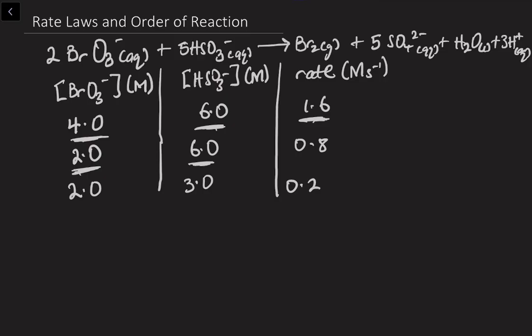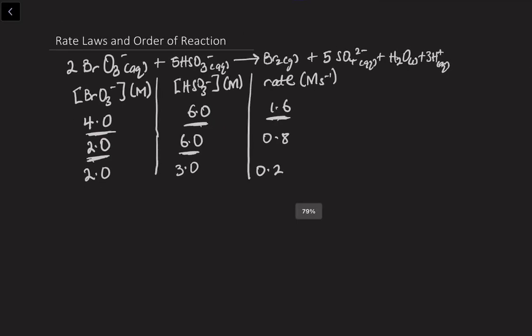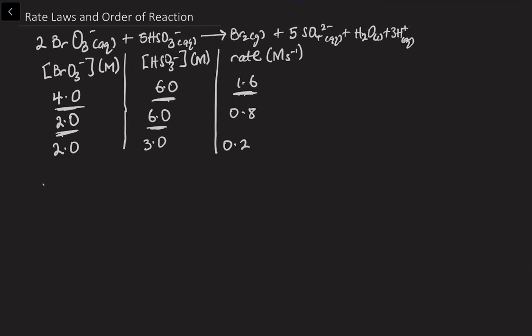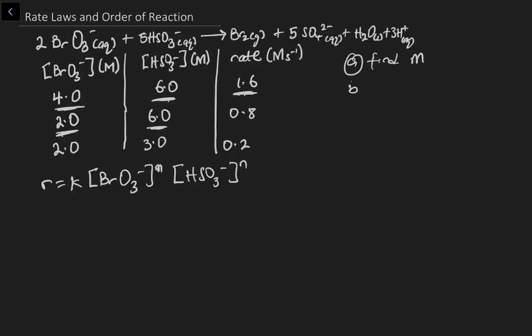So the first thing we can do is we can just write the general rate equation, which is rate equals K BrO3 minus to the power M and HSO3 minus to the power N. Now remember I said previously you have to find M to determine the rate law for the reaction. You have to A, find M, B, find N. So let's focus on A.